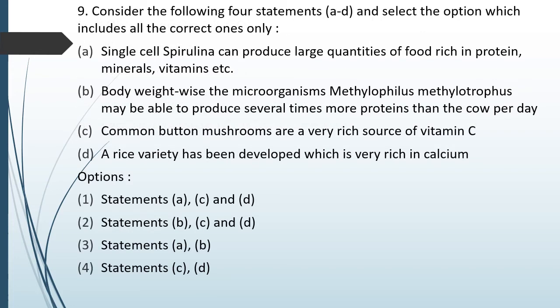Question number 96. Consider the following 4 statements and select the option which includes only the correct statements. Single cell spirulina produces large quantities of food rich in protein, mineral and vitamin. Body weight wise, the microorganism Methylophilus methylotrophus may be able to produce several times more protein than a cow per day. Common button mushroom is rich in vitamin C. A rice variety has been developed which is rich in calcium. You have to tell which of these statements are correct. The correct answer is option 3, that is statement A and statement B are correct.